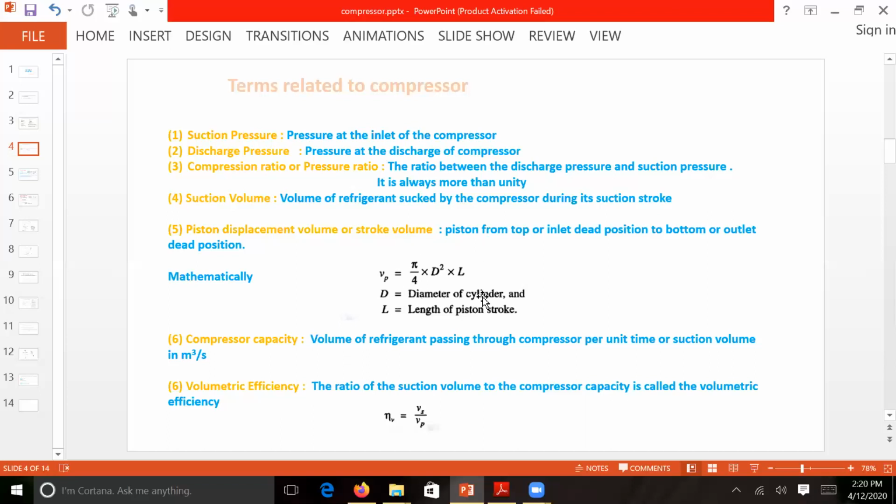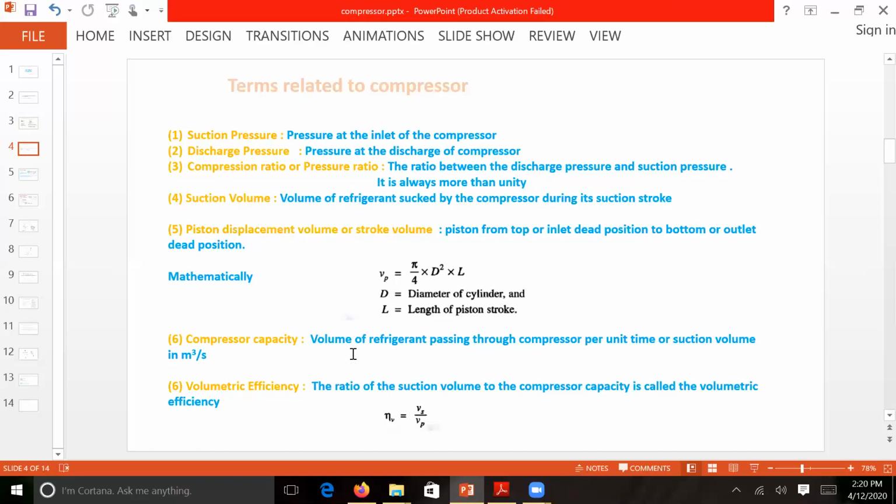Okay, so the unit will be in metric cube. This is the diameter of the cylinder, and L is the length of the piston stroke. Compressor capacity is basically the volume of refrigerant passing through the compressor per unit time, or suction volume.